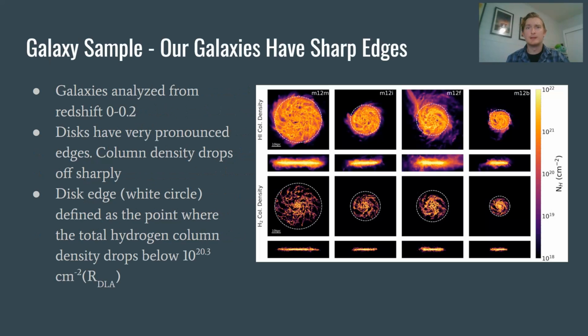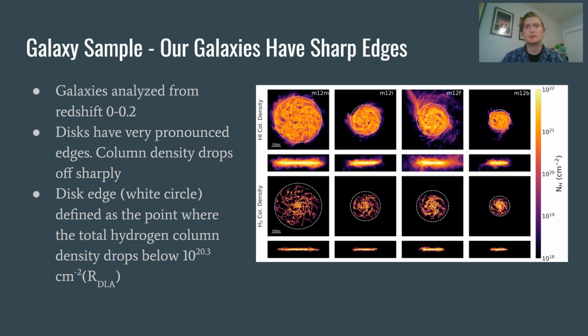So these are our 4 simulated galaxies we'll be focusing on. They all have similar halo masses but different disk sizes. One of the first things you'll note is that they all have very pronounced edges. The HI and molecular column densities drop off very sharply at the disk edge. Please note that m12f underwent a recent merger event with an LMC-like object, making some of its characteristics a bit different from the other galaxies.